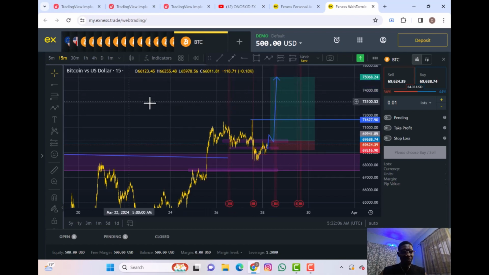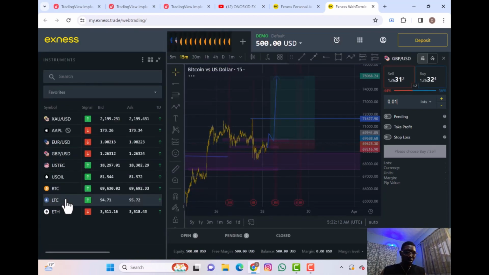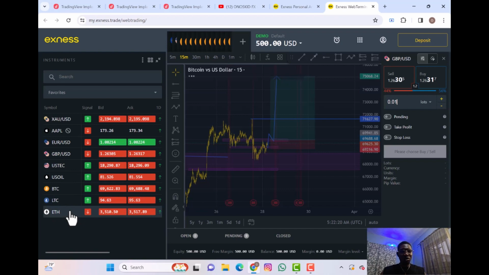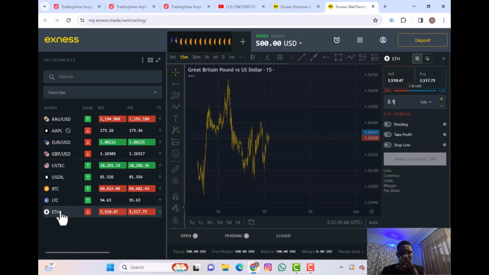So now you've analyzed the BTC and you've seen that yes, the BTC is bullish. So if you have any other pair you want to trade, for me, these are the major pairs that I actually look out for when it comes to crypto: BTC, Litecoin, and Ethereum. Ethereum is also a good coin. It's very stable. That is why I like it. So I can open the chart as well, and I will start looking for this time around.